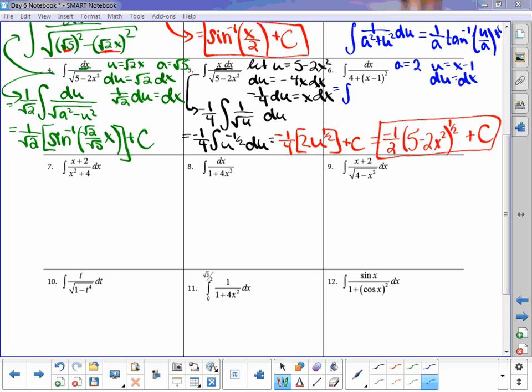Good. So let's go ahead and squeeze this in here. So this dx is just du. 4 is the same thing as a squared. x minus 1 was u squared. And so we said that this is, again, our inverse tangent. Now notice with inverse tangent, what's different about it from our inverse sine?